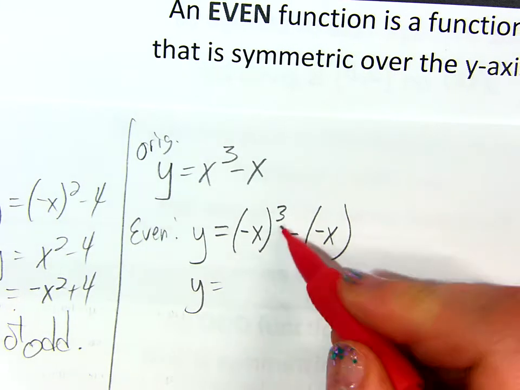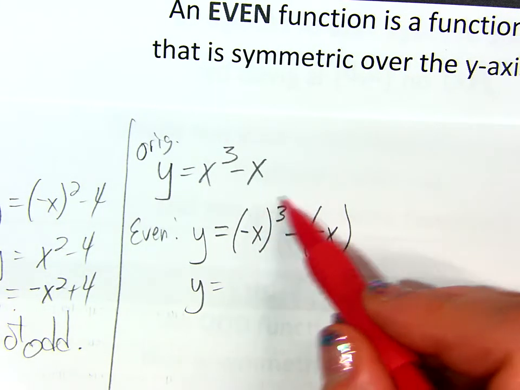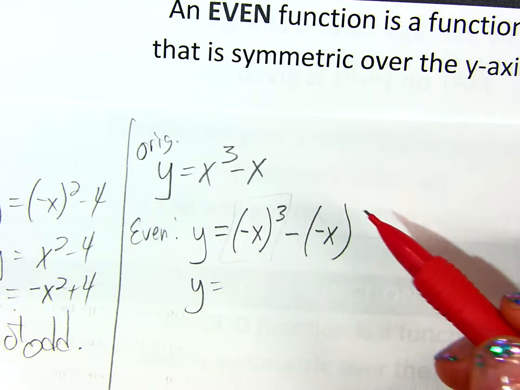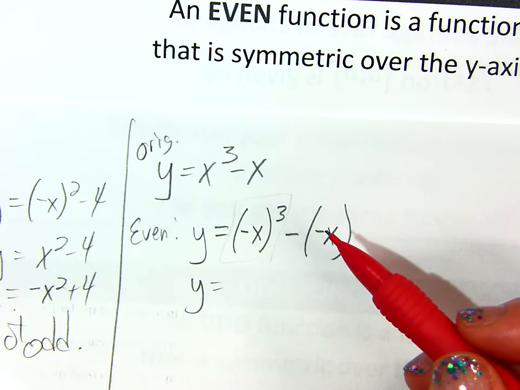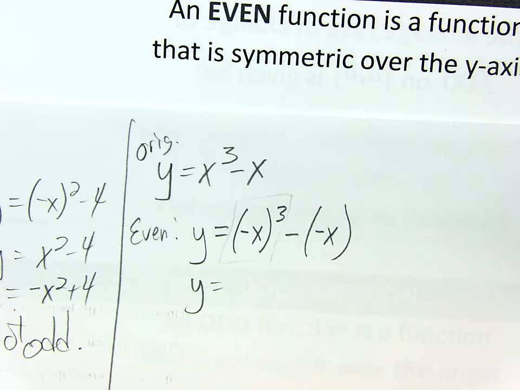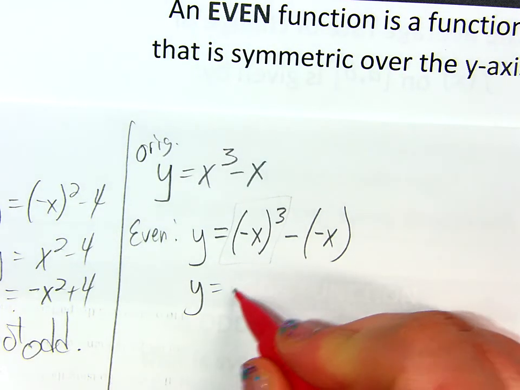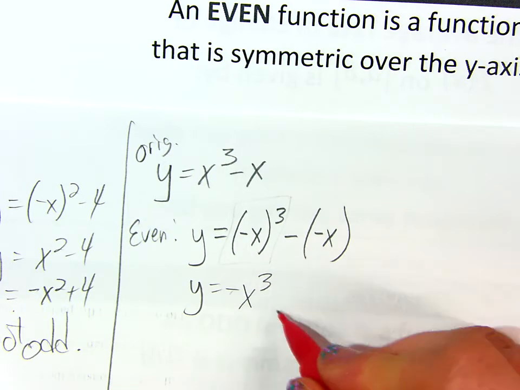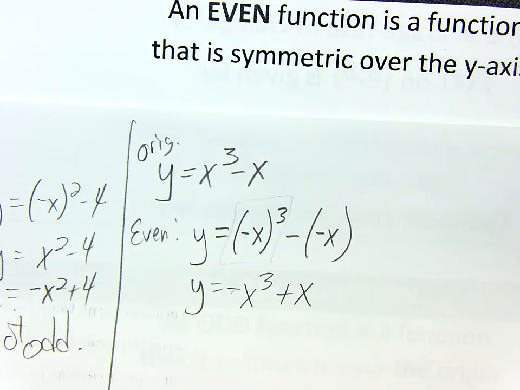So let's talk about this right here. What's this chunk right here going to simplify to be? Negative x cubed, right? Because if I take a negative number and I cube it, it still is negative, isn't it? Yeah, so I'm going to get negative x cubed plus x. Well, does that match my original? No, it does not, so this is not even.